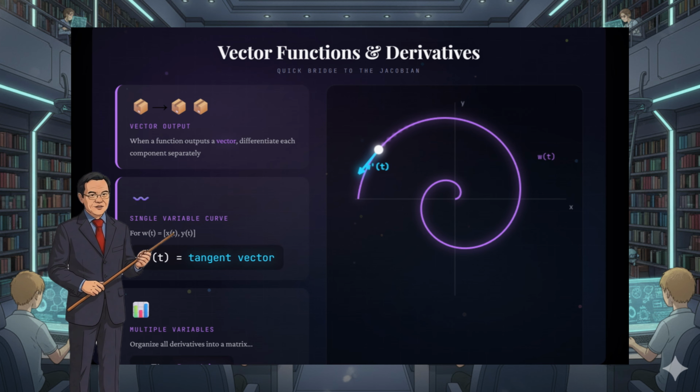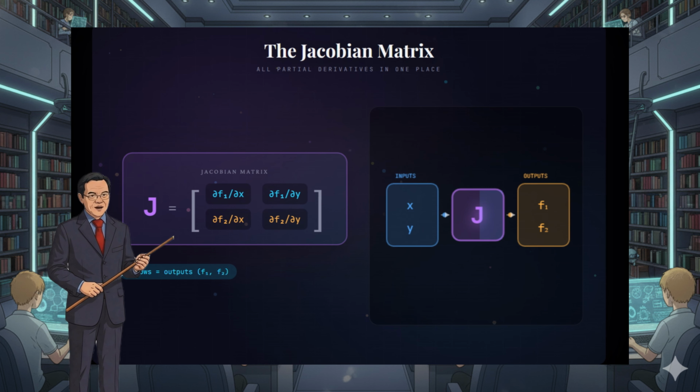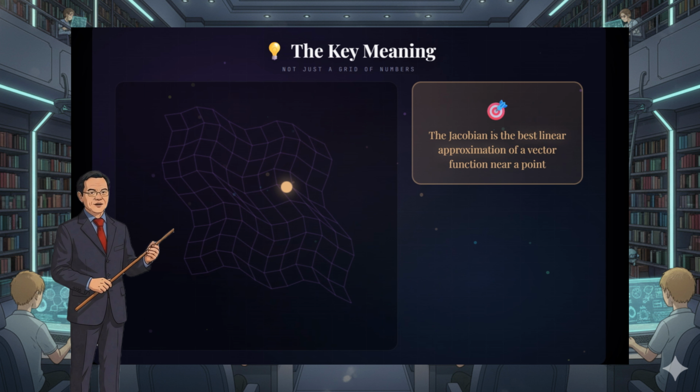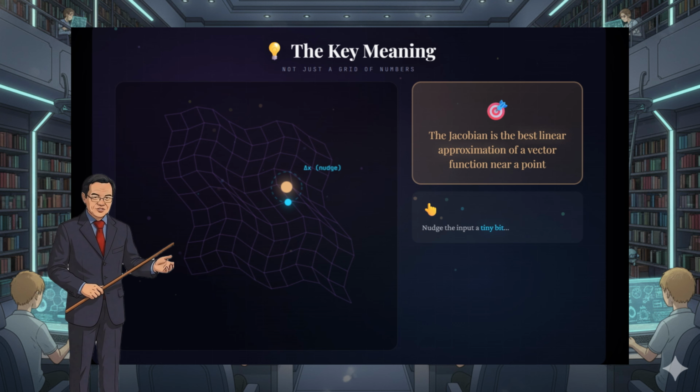On screen, you'll see the Jacobian matrix. Rows correspond to outputs, columns correspond to inputs. But the most important meaning is not the grid itself, it's what the Jacobian does. The Jacobian is the best linear approximation of a vector function near a point. In plain English, if you nudge the input a tiny bit, the Jacobian predicts how the output changes.